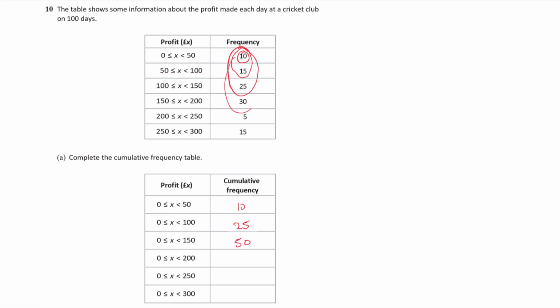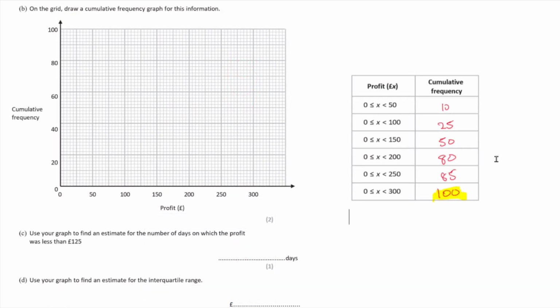The next one includes 30 as well. So add that on, I'm going to get 80. Then I add on 5, that's going to be 85. And finally add on 15, I get 100. Now just double check when you're doing cumulative frequency that the number at the end, the last one, should match the total that you're expecting, and it does. So that makes me confident that I haven't made a mistake. Okay. Part B, on the grid below, draw your cumulative frequency graph for this information.